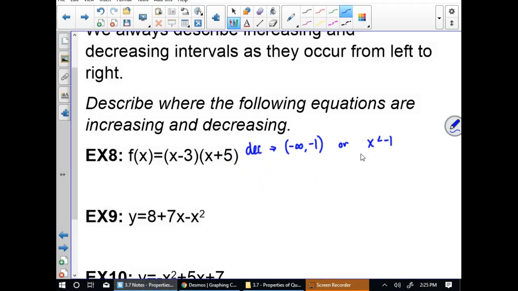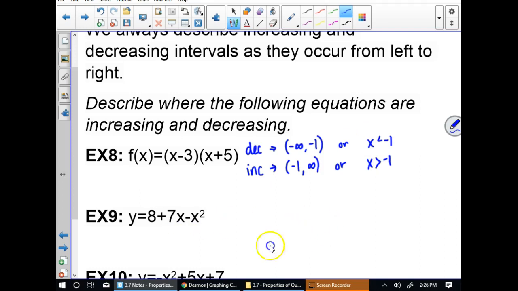For the increasing, this is going to be from -1 up to positive infinity. Or I could say x is greater than -1. That would mean the same thing. Okay. All right, let's graph this next one.